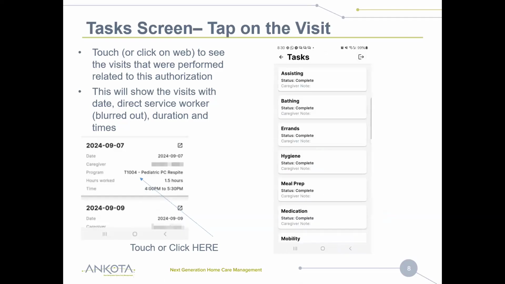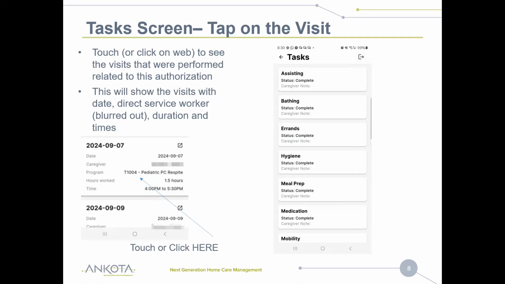So that's that. All right, and then the next screen is kind of the next level of detail. So you might want to see what tasks were performed on that visit. And here you can see that on that visit on that day, if you touch on this visit, it had assisting, bathing, errands, hygiene. So that, of course, would be the support tasks that are relevant for you in your situation.